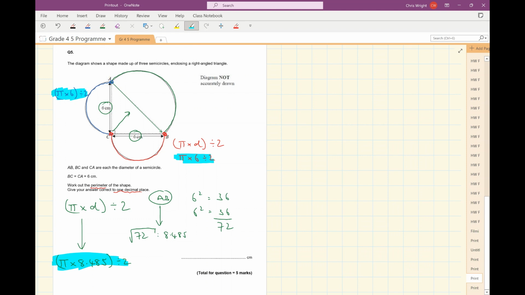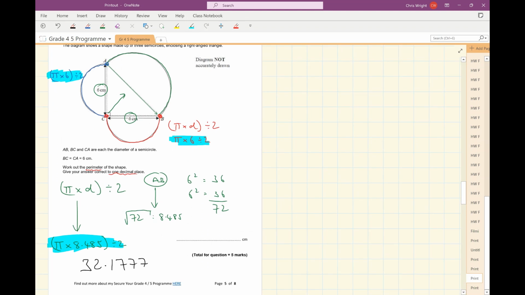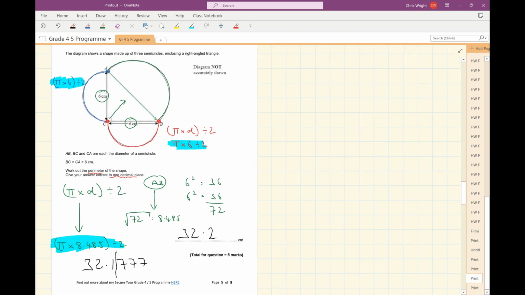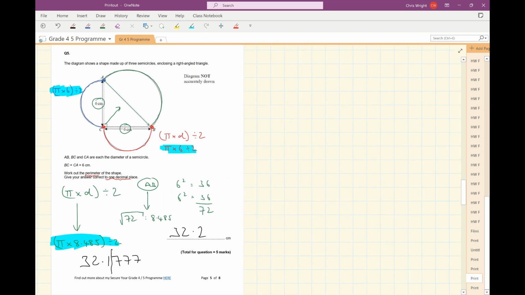Plus 8.5 times pi divided by 2 equals, and I get an answer of a grand total of 32.1777. Now, correct to one decimal place, so there's the cutoff point. Is it going to be 32.1 or 32.2? 32.2. And that's my answer for question 5.